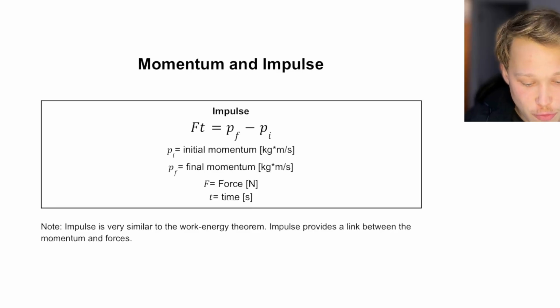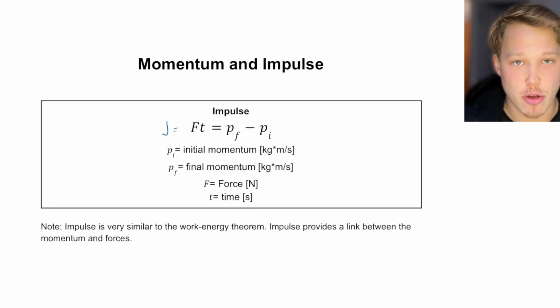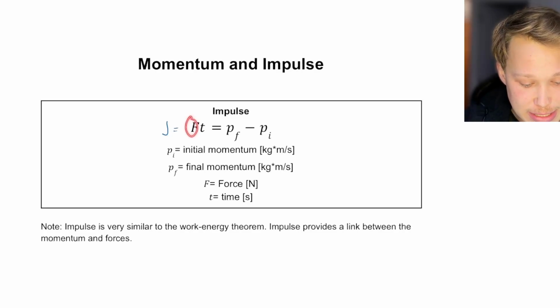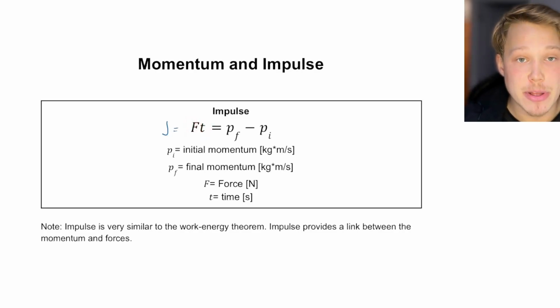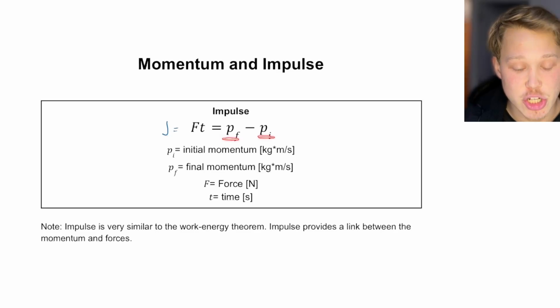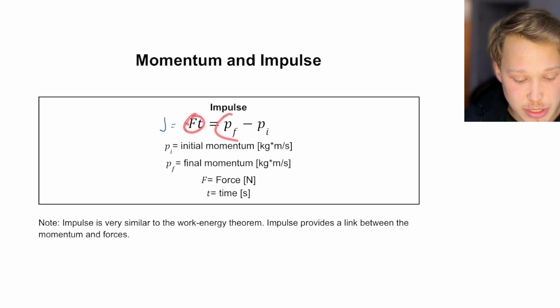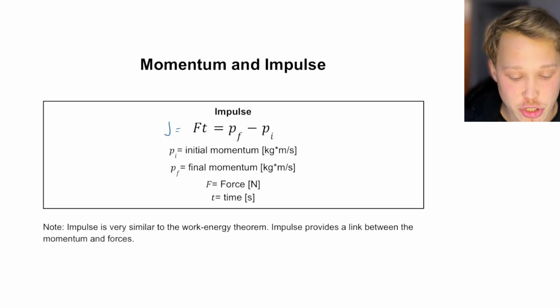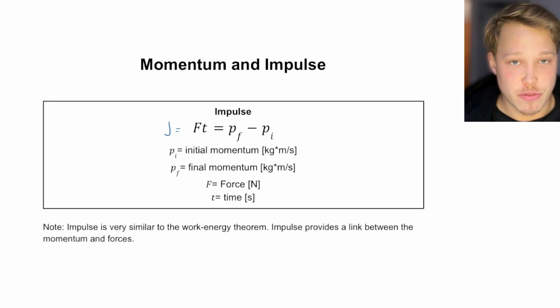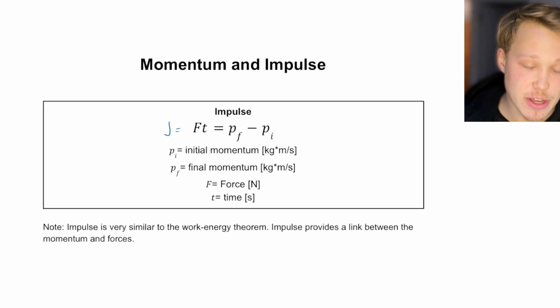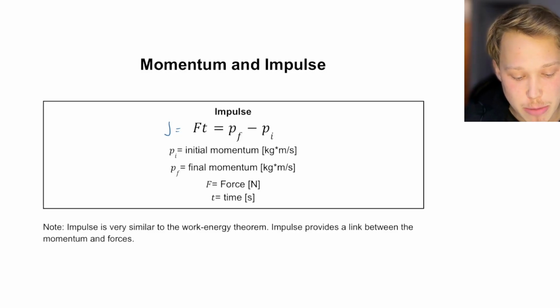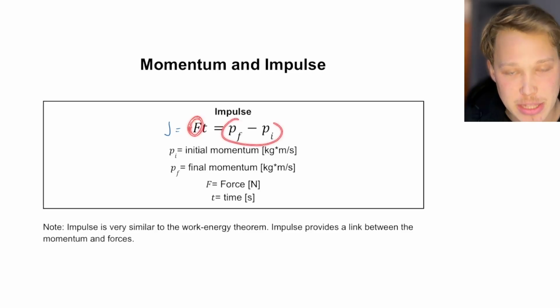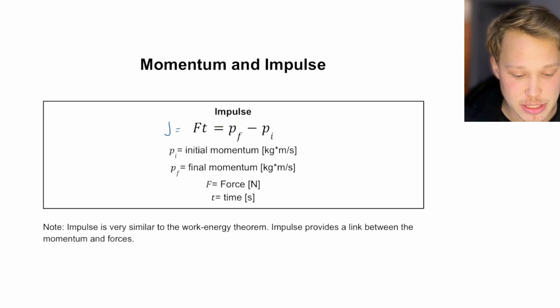Impulse, which is often written as the letter J, is equal to force times time. Another formula for impulse is final momentum minus the initial momentum. So impulse has 2 formulas essentially. Now, as you can see, we can also set force times time equal to the change in momentum. This is very similar to the work-energy theorem, if you have already watched the video on that. Essentially, one significance of this equation is that it provides a link between forces and momentum, these 2 big units in physics.